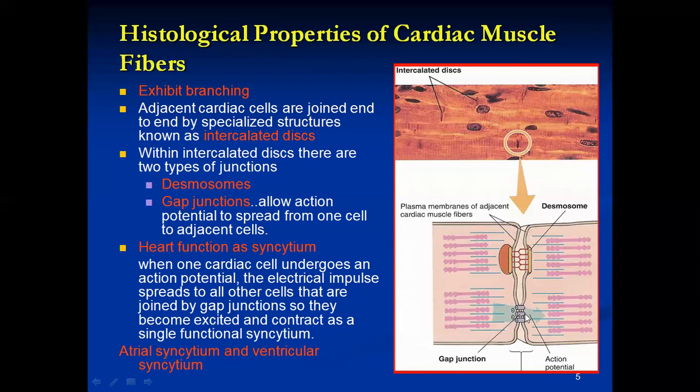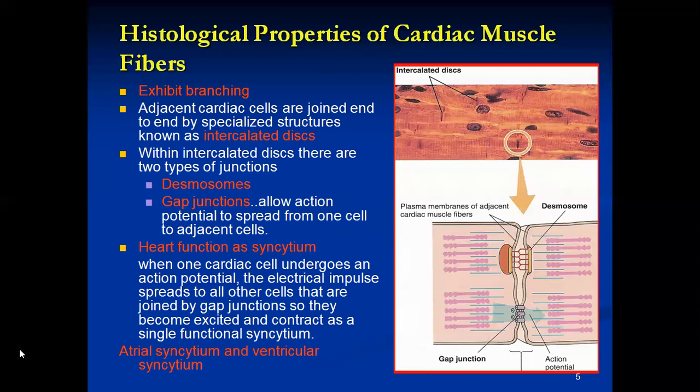Gap junction allows action potential to pass from one cell to another. This blue arrow is the action potential. This is one muscle fiber, this is the other one. So action potential is passing through the gap junction to the other muscle fiber. And the heart functions as a syncytium: when one cardiac cell undergoes action potential, the electrical impulse spreads to other cells that are joined by gap junctions. And simultaneously, all these fibers become excited and contract as a single functional syncytium.